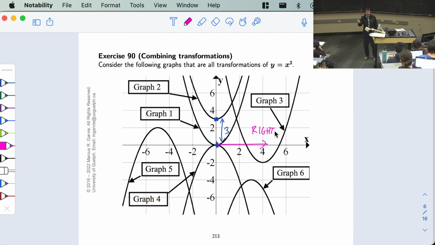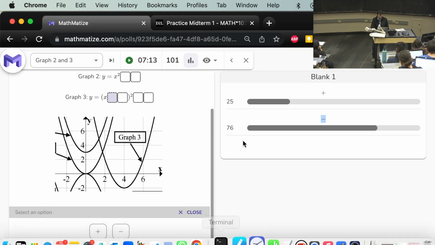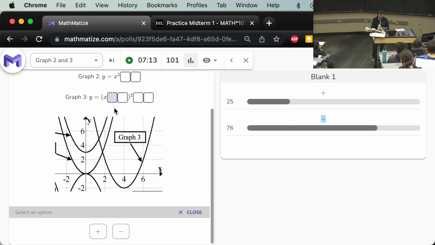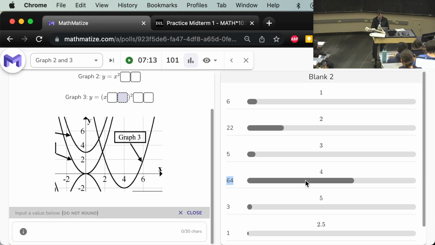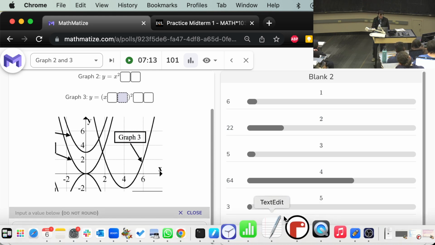So it seems like it would be plus 4, but the correct answer is minus 4. So most people got that right. It is minus 4. Minus is correct. Did people say 4? Minus 4. If you said 2, you're probably mixing up the x's and the y's. But it is definitely 4.